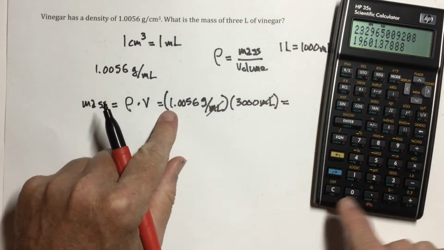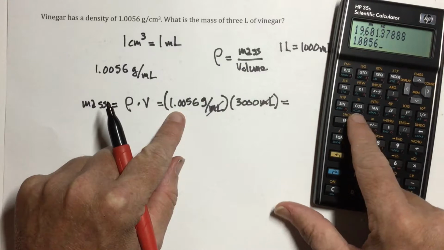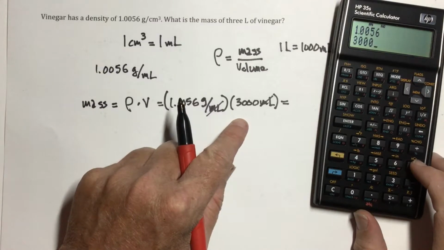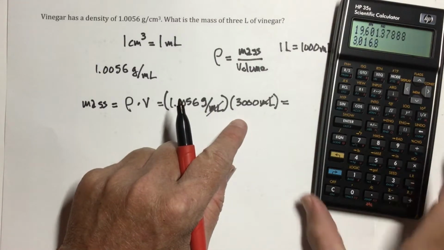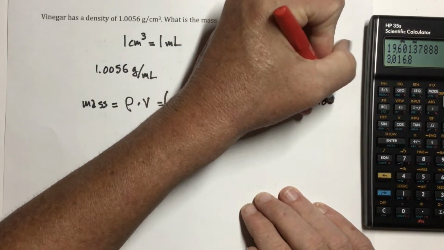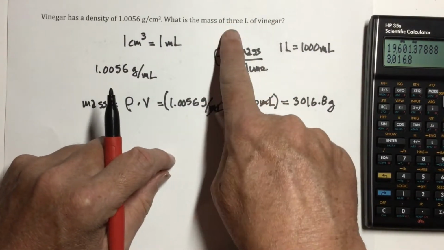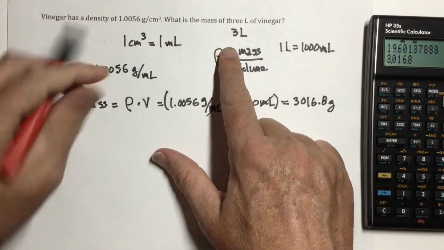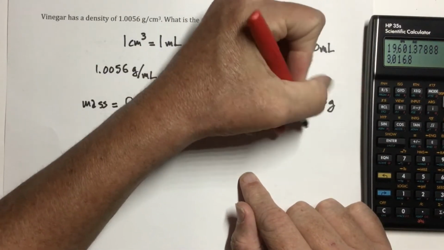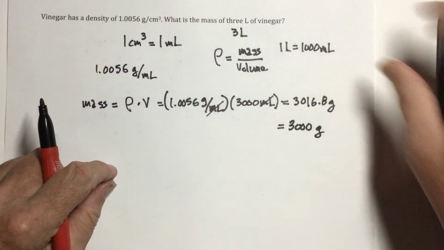All right, so let's try this. 1.0056 times 3,000. That comes out to 3,016.8 grams. But we only have one significant figure because this was 3 liters, and it doesn't say exactly 3 liters or 3.0 liters, so it's just one sig fig. So our final answer will just be 3,000 grams. And there you go.